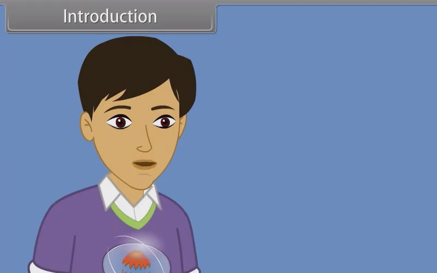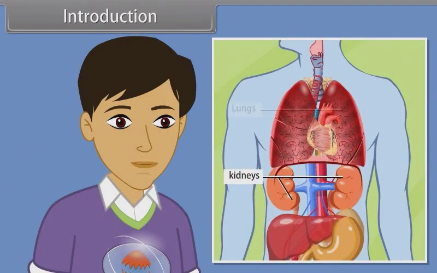This happens because of the presence of sweat glands just below the skin. And with the help of sweat glands, we excrete the water from the body. You know that the major excretory organs of our body are kidneys, lungs, liver and skin.